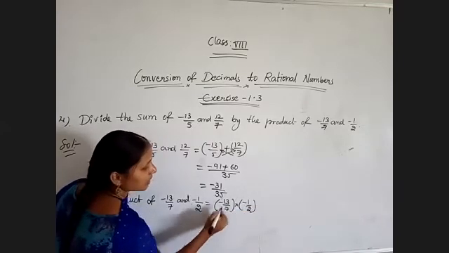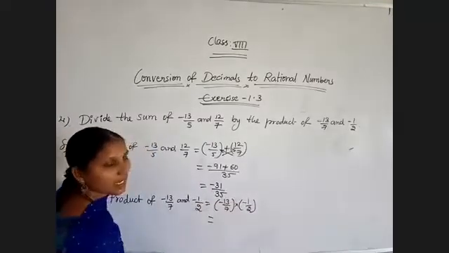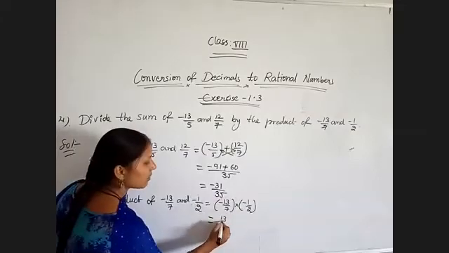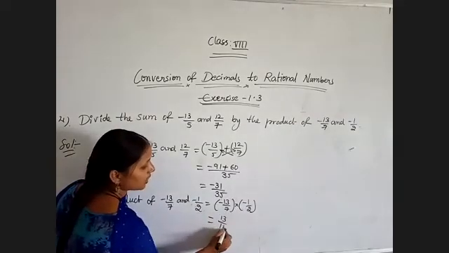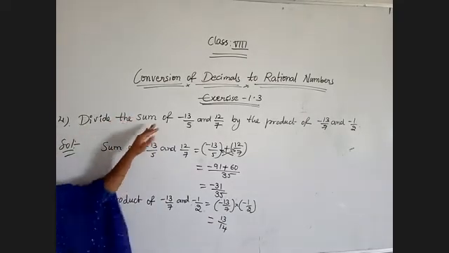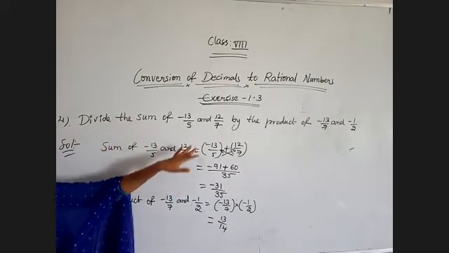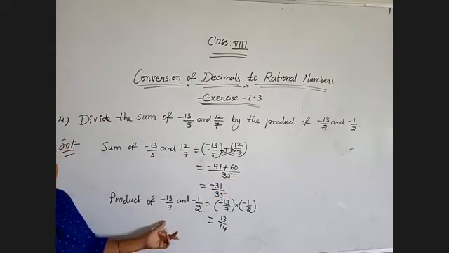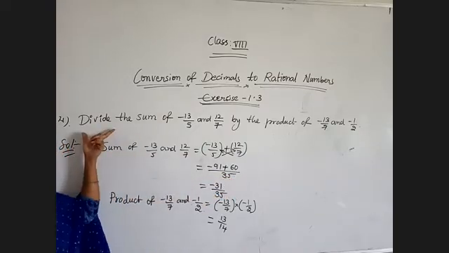What we will get? Minus into minus will become plus. 13 ones are 13, 7 twos are 14. 13 by 14 is the product. Now coming to the question. We have found the sum and the product, in the sense of multiplication we did. Now coming to the actual question.